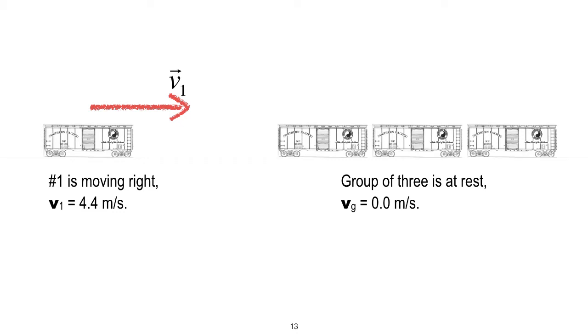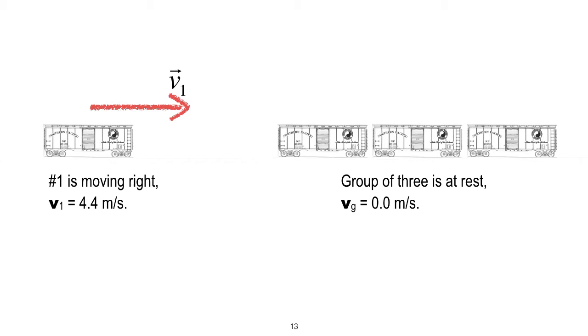We're going to say, all right, in this freight yard in Montana, we've got 3 boxcars already hooked together, and they're sitting there parked on the siding, and they're at rest. And then we've got boxcar number 1 moving at 4.4 meters per second to the right. And I've given it a big, thick V1 arrow. All right. And he's going to interact with those other 3. He's going to latch on.